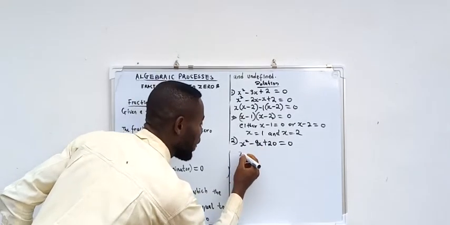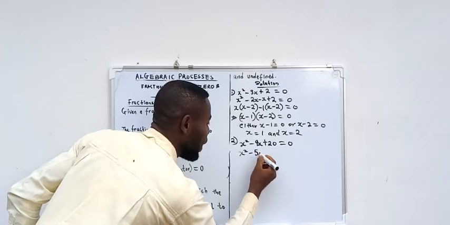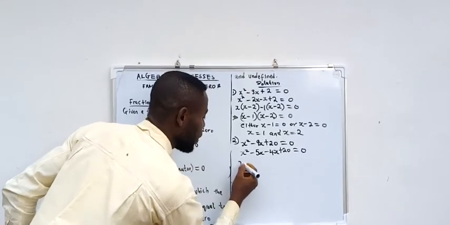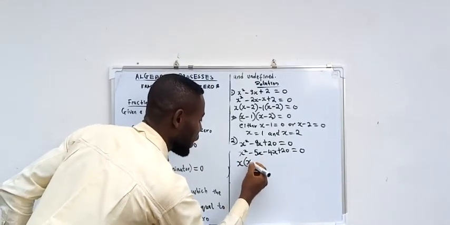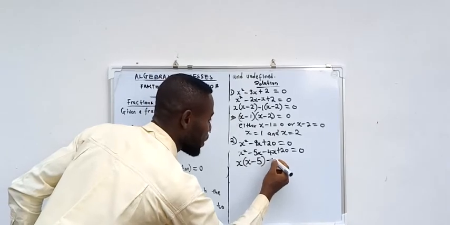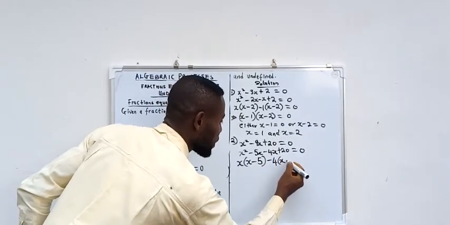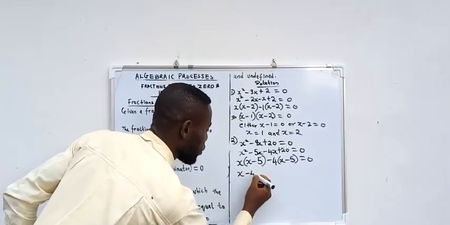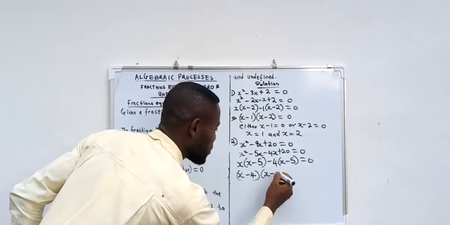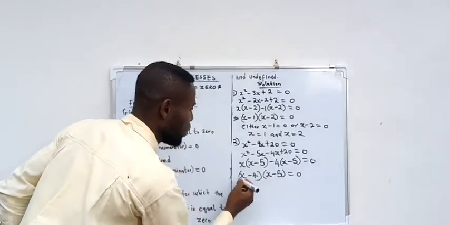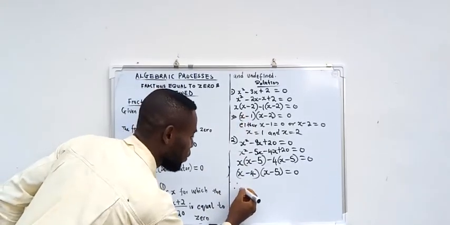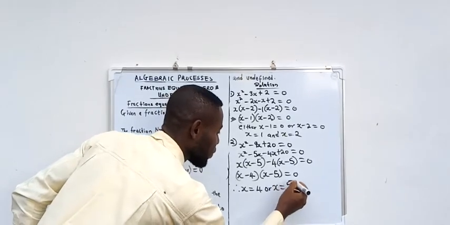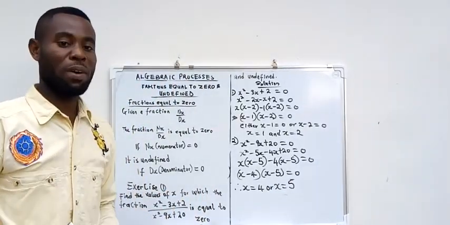So the factors are x squared minus 5x minus 4x plus 20 equal to 0. What is common here? We have x times (x minus 5) minus 4 times (x minus 5). We have (x minus 4)(x minus 5) equal to 0. The same thing I did here. Therefore, x is equal to 4 or x is equal to 5. So this is our final answer.